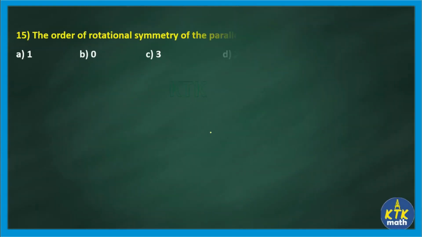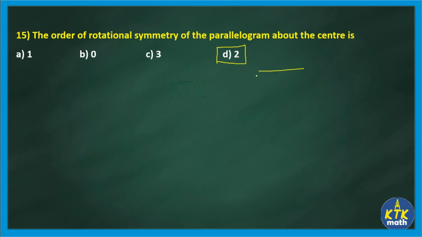Next, question number 15. The order of rotational symmetry of the parallelogram about its center. Obviously, it's also going to be true. It's exactly because a parallelogram looks like a rectangle. The only case is it's going to be a slanting rectangle. When you are considering a parallelogram like this and rotating it the first time, it is going to give a shape like this. When you rotate this again, it will give you the old shape. What explanation I gave you for the rectangle, the same is applicable for the parallelogram also.